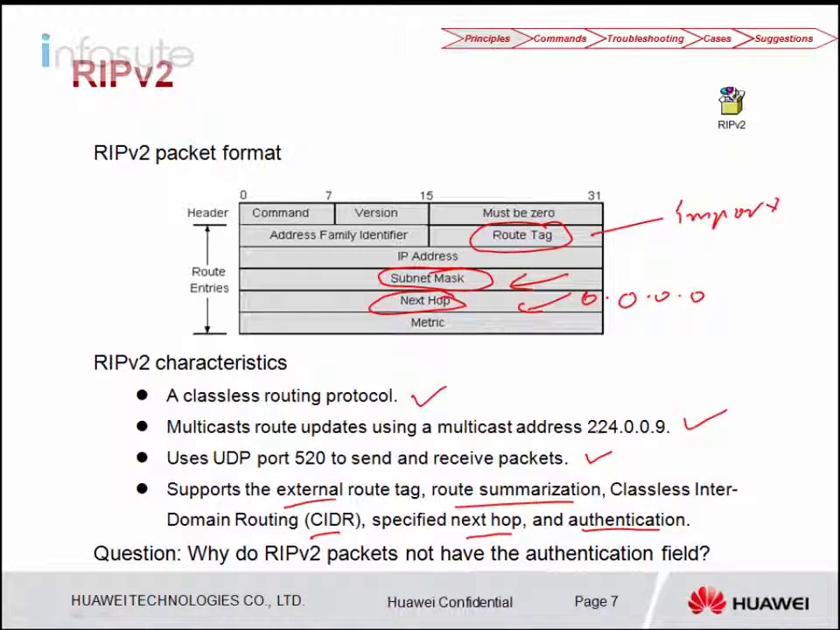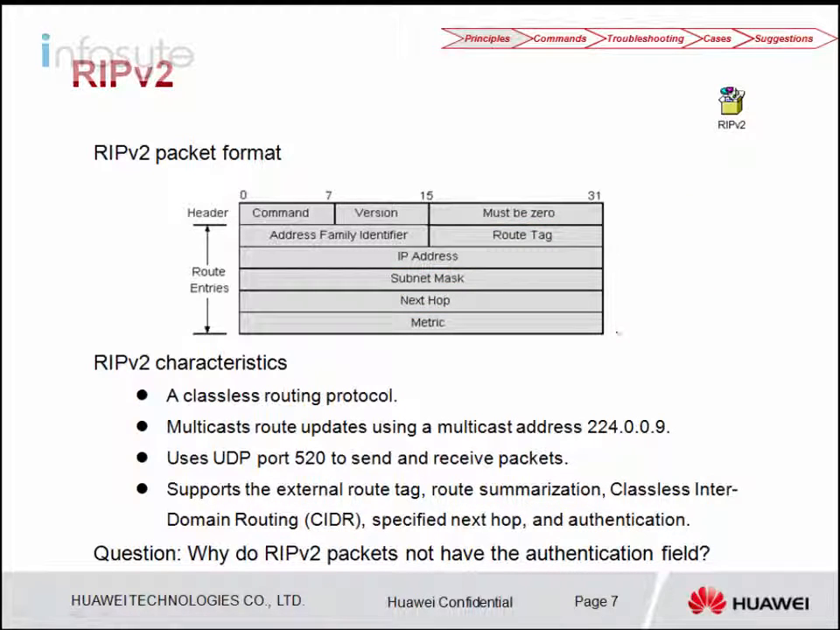And surprise, surprise, you notice that there is no authentication field over here. So there's a question: why does the RIP version 2 packet not have an authentication field? Now, it all depends on your address family identifier. If you do have authentication, this address family identifier will actually be used to cater for the authentication.